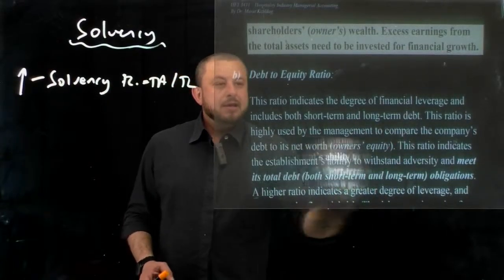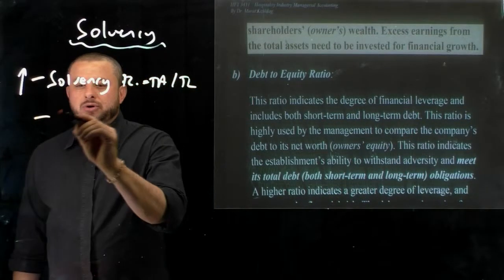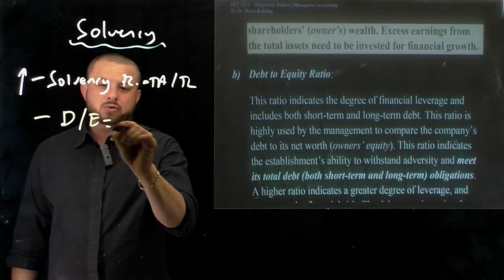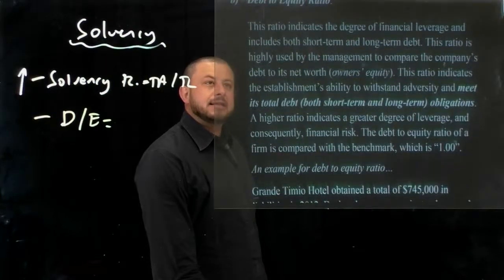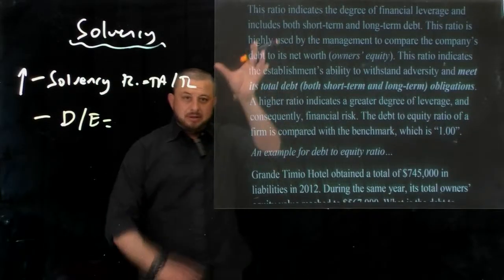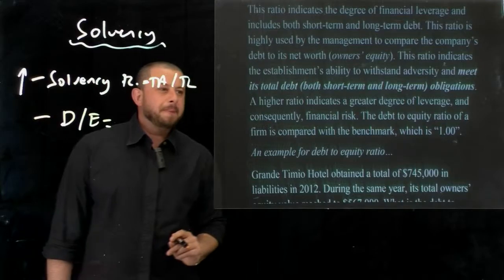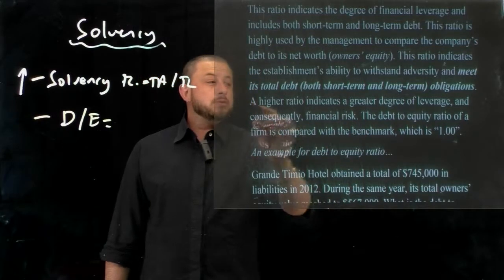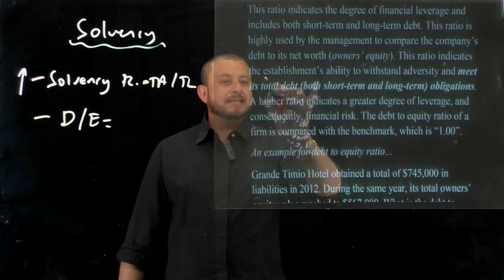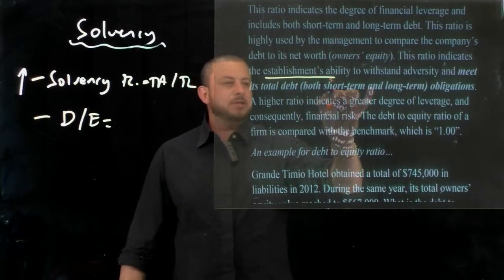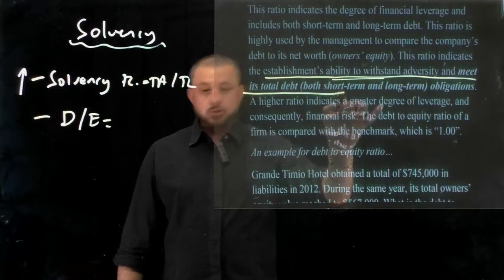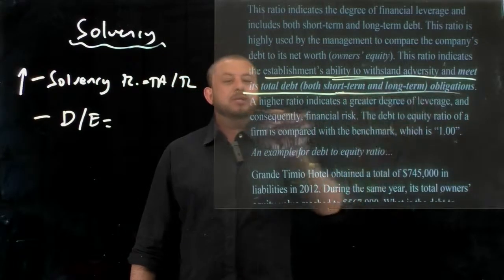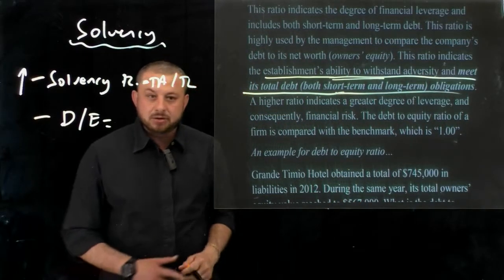Okay. Debt to equity ratio, DE in short, is another solvency ratio, and it deals with debt, total liabilities, and the total equity portion of the balance sheet. It shows a hospitality establishment's ability to withstand adversity and meet its total debt obligations, both short-term and long-term, using the equity.